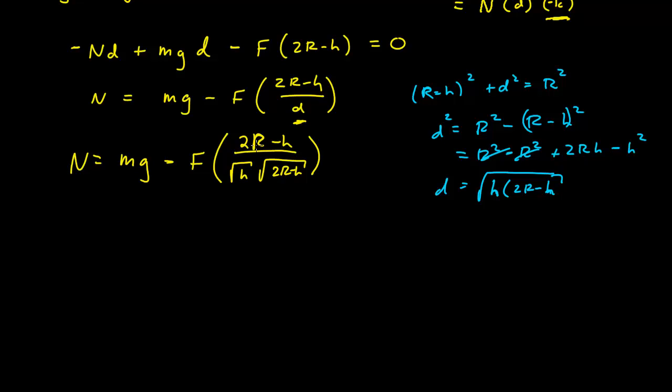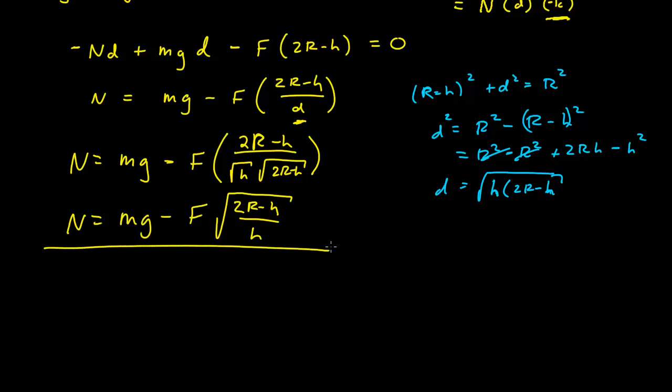Well, this 2r minus h divided by the square root of 2r minus h is just the square root of 2r minus h. So this n then is equal to mg, and this simplifies kind of nicely, minus f times the square root of 2r minus h over h. So now I have an expression for the normal force of the ground on the object in terms of my geometric parameters, the pushing force and the force due to gravity.